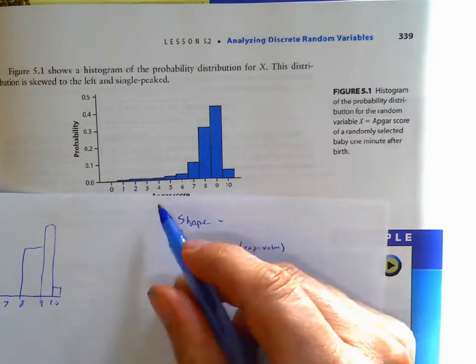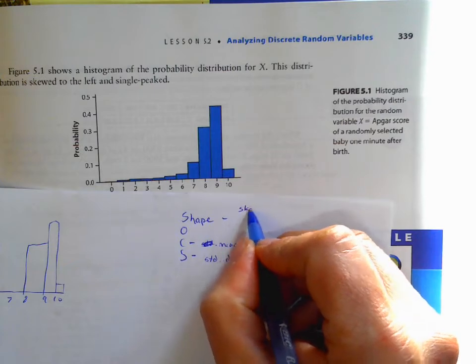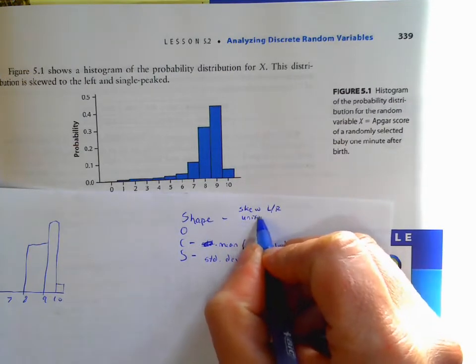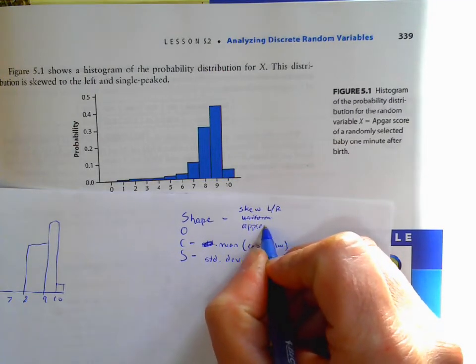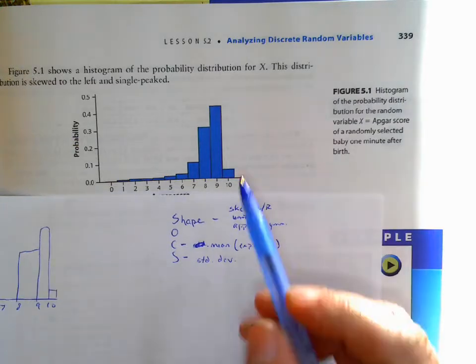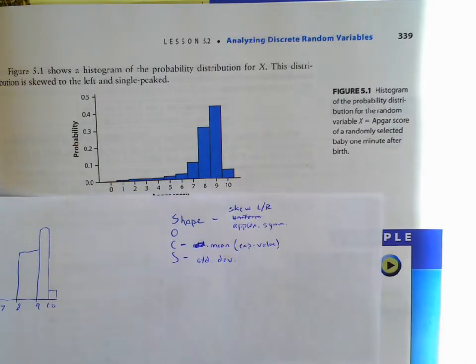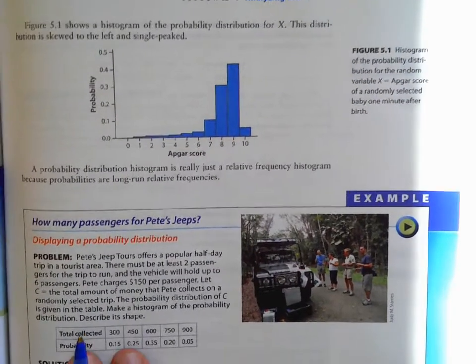The shape, remember, was skewed left or right, or uniform, which we didn't really use much, or approximately symmetrical. And by looking at this one, it goes like this. So this one is skewed left. Okay, let's look at another problem here.